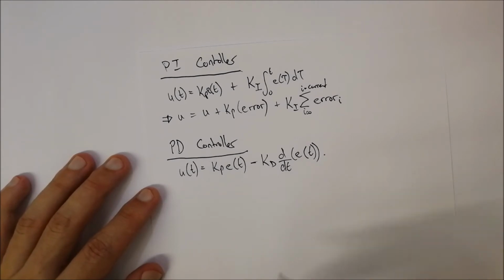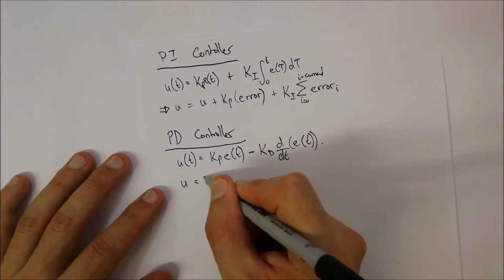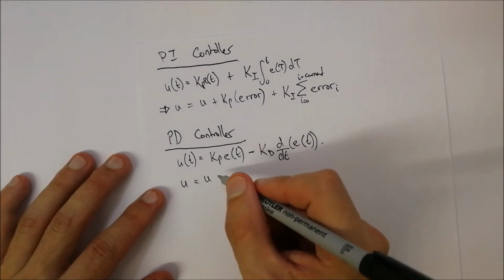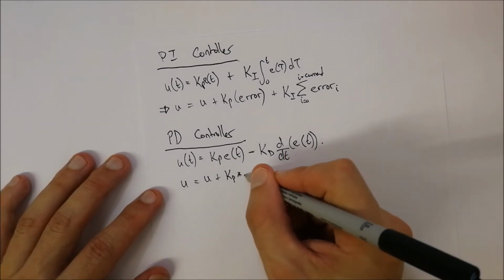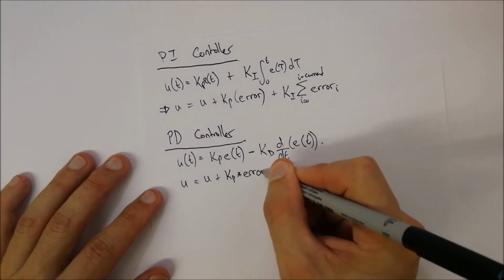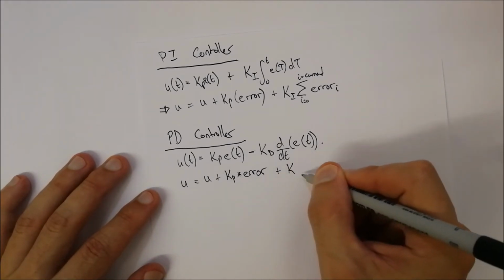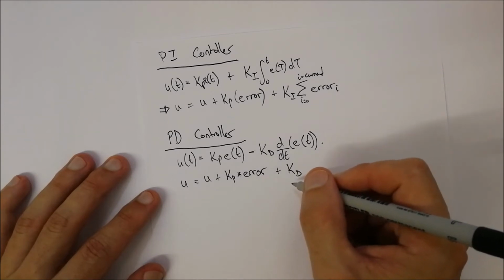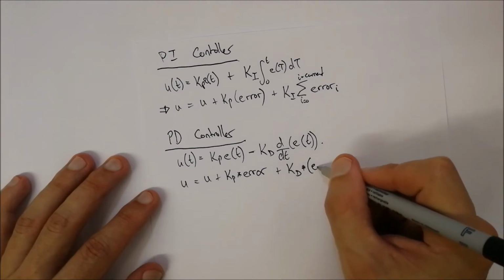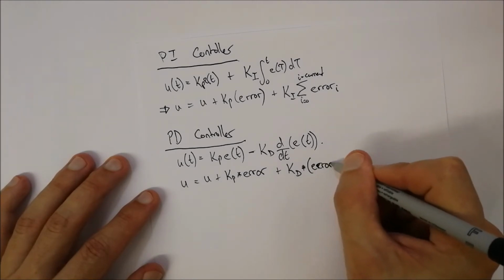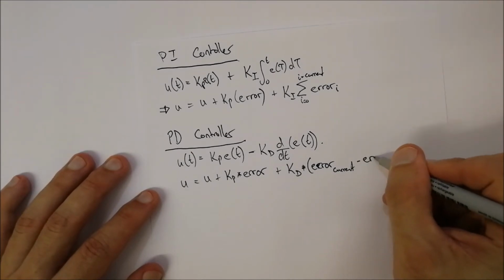Again, putting this into some form of code that might be relevant, u is equal to u plus Kp multiplied by error, plus Kd multiplied by our current error minus our previous error.